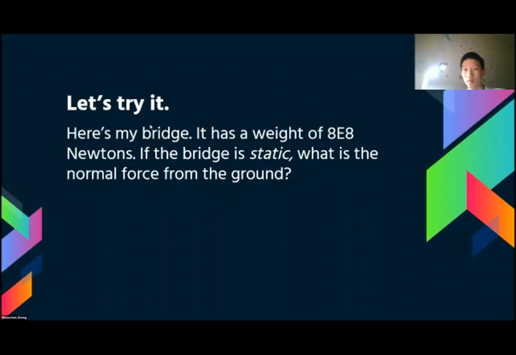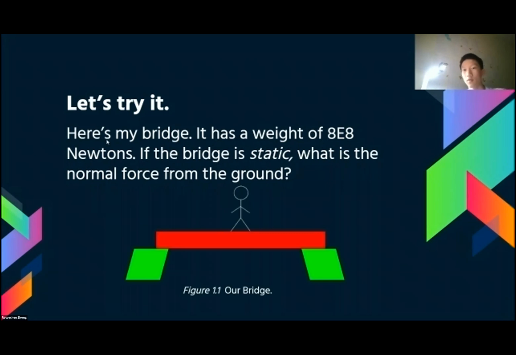Let's try it. Here's my bridge. It has a weight of 8e8 newtons. What does 8e8 mean? That means 8 times 10 to the 8 newtons. If the bridge is static, what is the normal force from the ground? That's the bridge. That's some dude. He's just vibing there. The bridge has a weight of 8e8 newtons. And if the bridge is static, what is the normal force from the ground? Well, let's think about this.